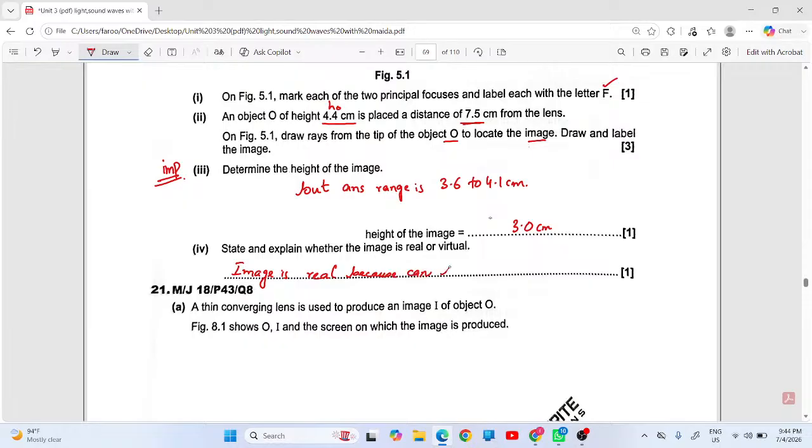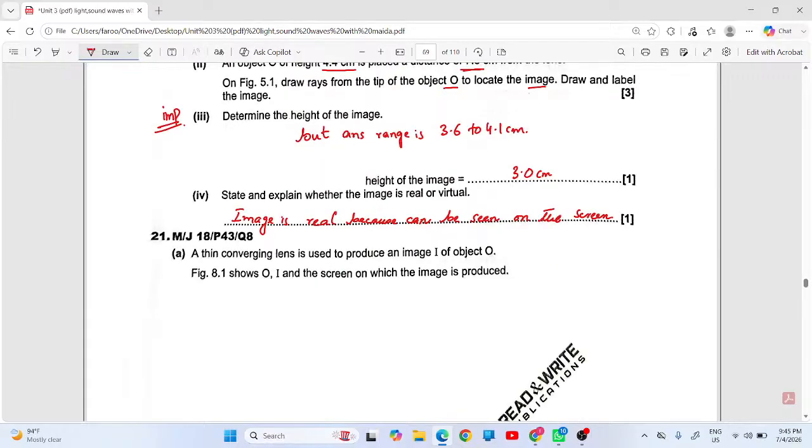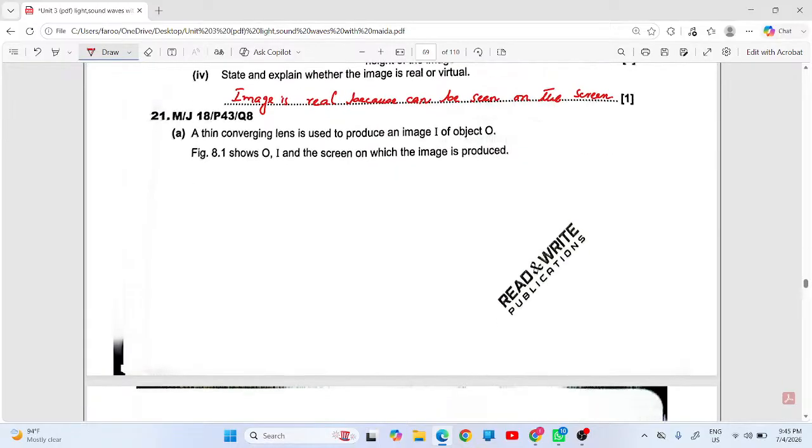And how do we know that? Because it can be seen on the screen.